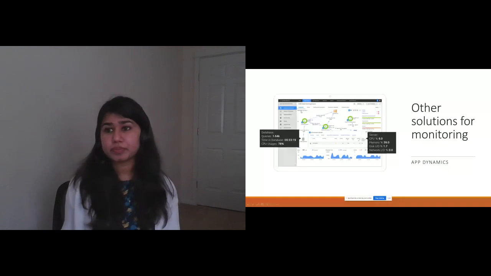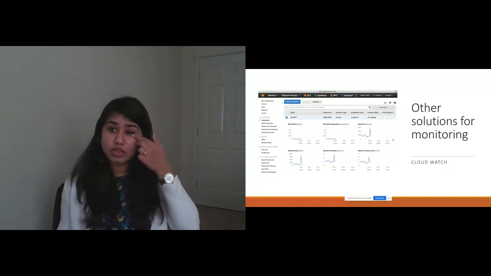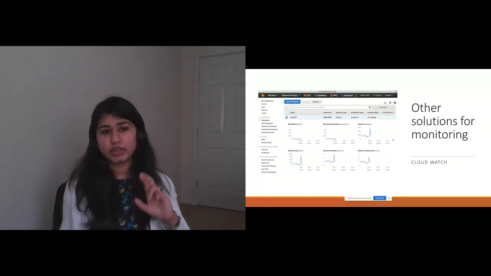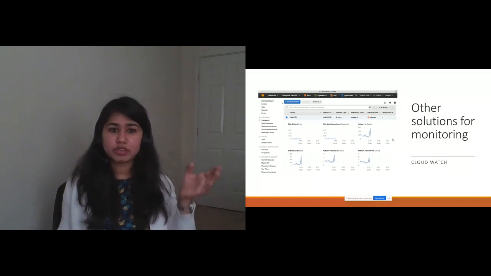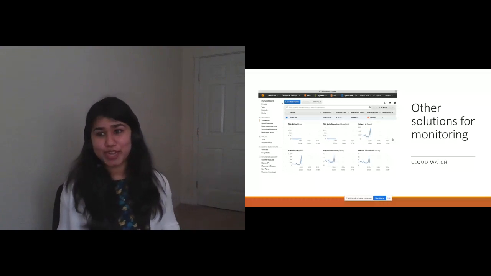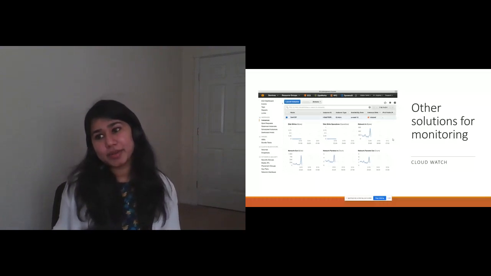And in terms of AWS, there is a service called CloudWatch that can be used for hooking your application and getting insights into your requests, server failures, and all the monitoring goodness that we talked about a few slides back. So these are the other two options that are also highly used.